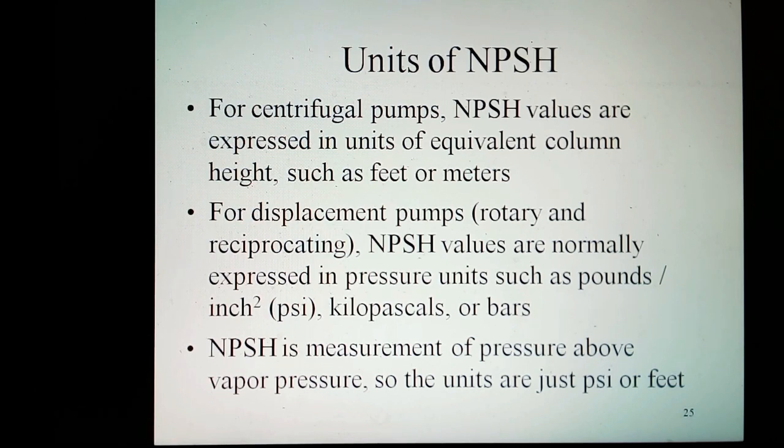NPSH values are neither gauge pressures nor absolute pressures. The G in psig means that the pressure is measured above atmospheric pressure. The A in psia means that the pressure is measured above absolute zero, a perfect vacuum. NPSH is a measurement of pressure above vapor pressure, so the units of NPSH in the US are just psi or feet.